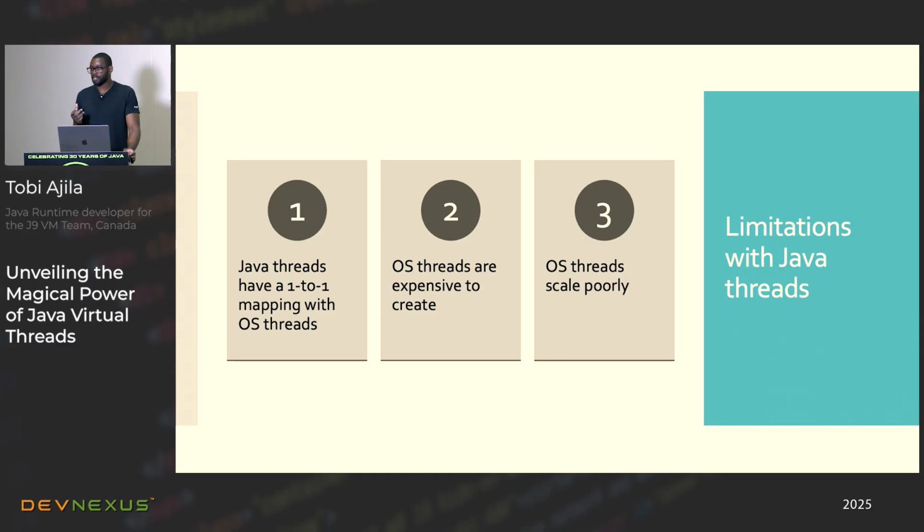Also, the OS is limited in the number of threads it can create. We're looking at the thousands level. So if you have a lot of tasks you want to run, you might hit an upper bound on the number of tasks you can create.